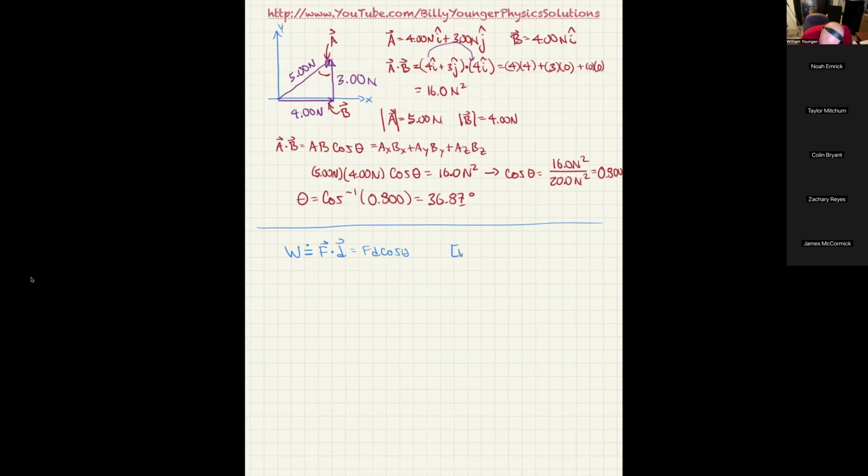Now, can anybody guess what the units for work would be? You have F times D here. Anybody tell me what the unit for force is? Newton. Yep, 1 Newton. And the unit for distance? Meter. Exactly. So when you multiply 1 Newton times 1 meter, you get 1 Newton meter. And we actually define that to be 1 joule.